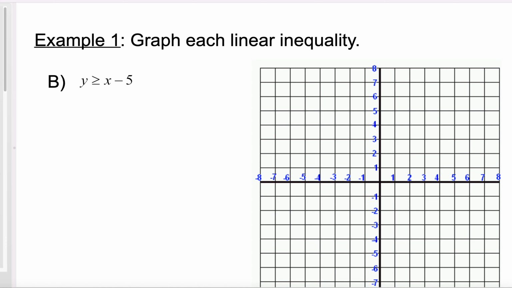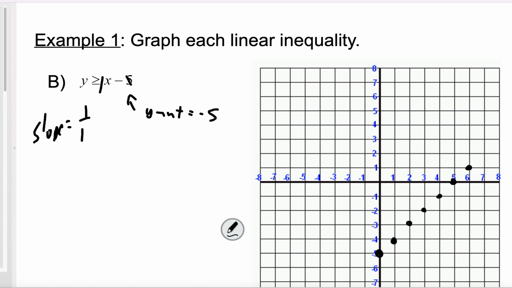So what about this next one? Again, it's in y equals mx plus b form. So my y-intercept there is -5. Let's plot that. My slope here, you don't see it very well, but it's 1 over 1. So I'm going to rise 1 and run 1. And then in the other direction, go left 1 and down 1.